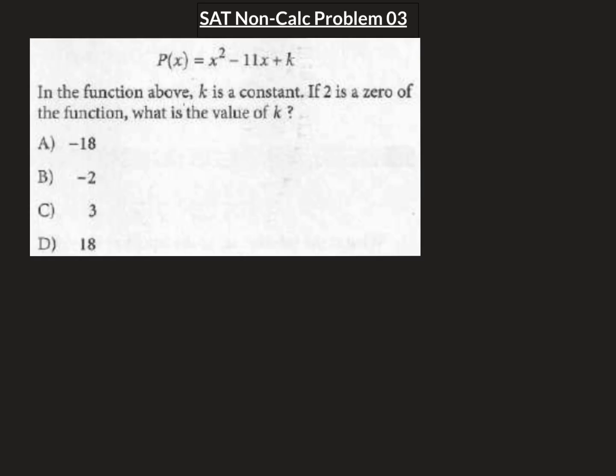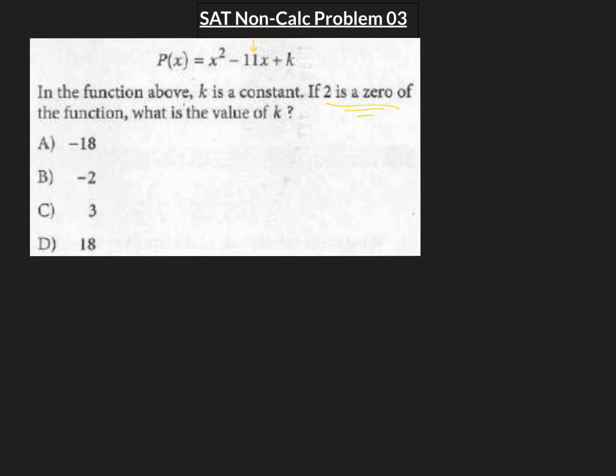Now for the final problem, we have p of x is equal to x squared minus 11x plus k. In the function above, k is a constant. If 2 is a zero of the function, what is the value of k? Now to start, we're given one of the zeros, which is super important. Because since we're given one of the zeros, we're able to find the other factor, or the other zero, because we have this middle value. So let's just write this out.